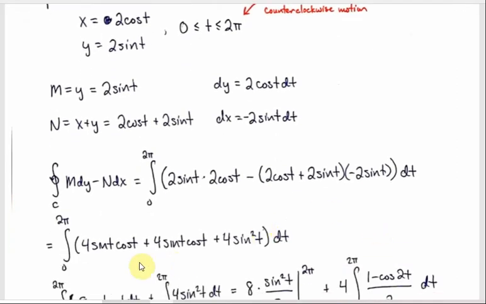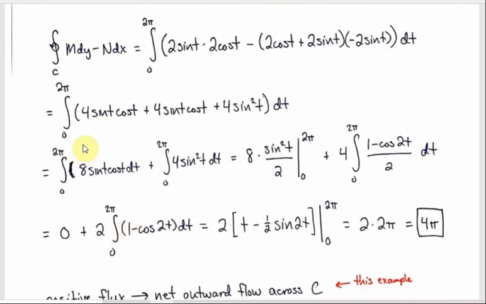We have to simplify this a little bit. This is just some multiplication, and then we can combine like terms. I broke it up into two separate integrals because the first one is just going to be 0. That's a u substitution where u is sine, so you get one half sine squared, but sine of 2 pi and sine of 0 are both 0. So this whole thing goes to 0.